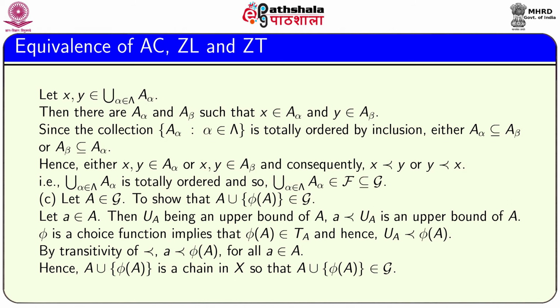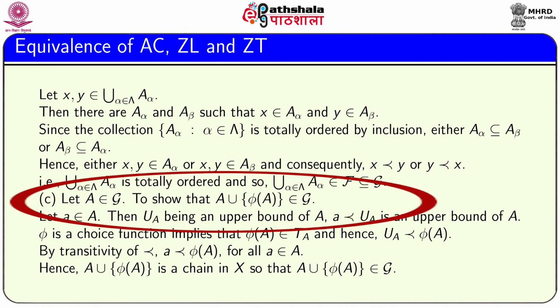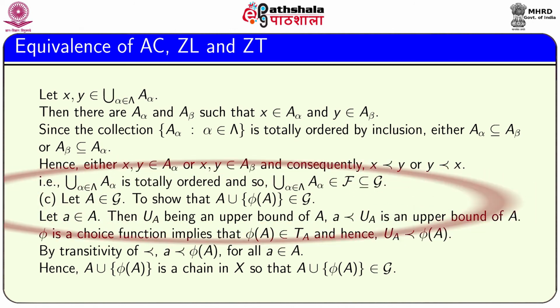For the third condition for script G to be a phi tower, let A be any element from G. To show that A union the set containing phi A is inside script G.